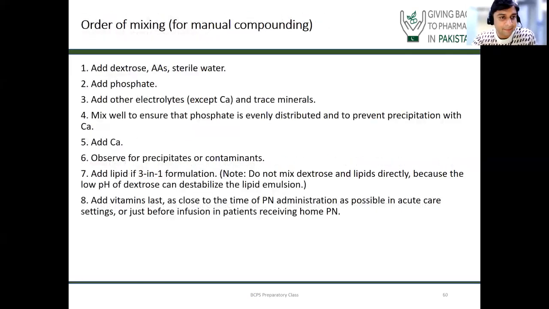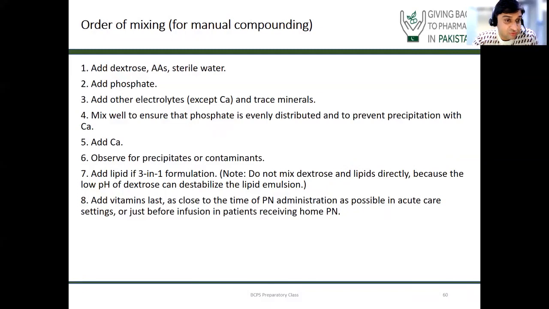So we'll discuss the order of mixing. Order of mixing is a consideration when you are manually compounding the TPN formula. Always remember to follow this order, because if somehow the TPN precipitates, then it has a very, very major complication. It can cause thromboembolism, mostly pulmonary embolism. So what is the sequence?